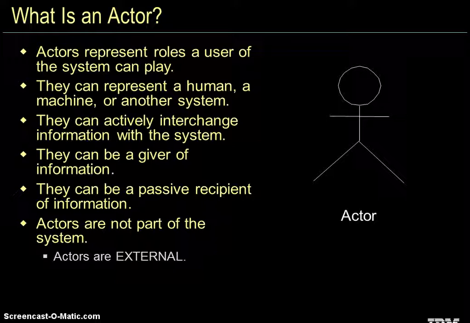First, it can be the roles of different users, which can be played with different functionalities. It can be a human being or a machine or another supporting system itself. See, these actors can interact with the system by exchanging information at two different levels. He can be an active interacting information system actor, or he can be a passive recipient of the information. So he is the person who will be giving the major information, and there is no need for the actor to be a part of the system. Even I can have an actor who is from an external thing.